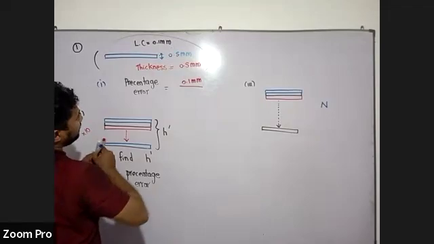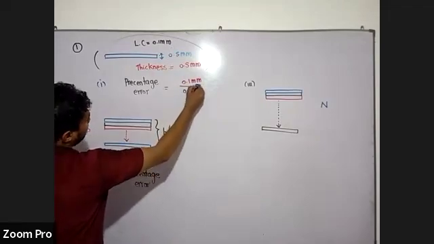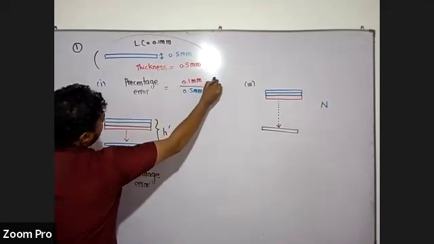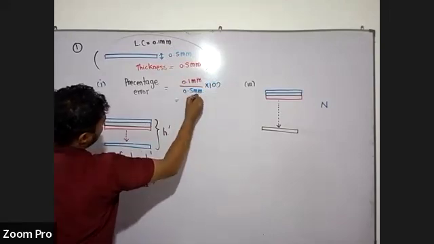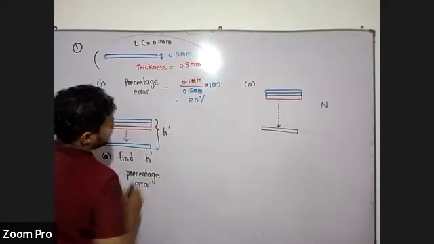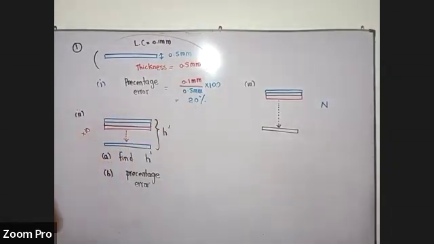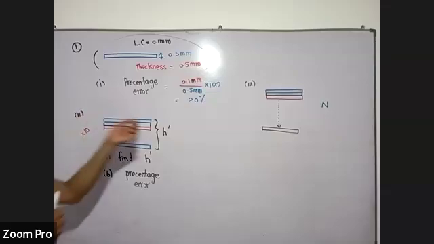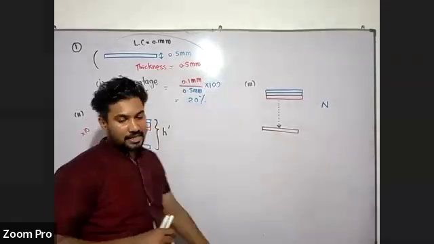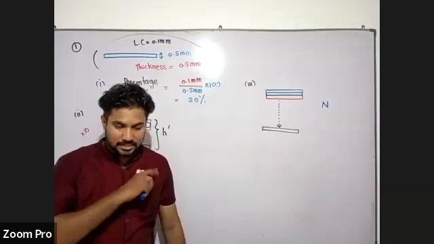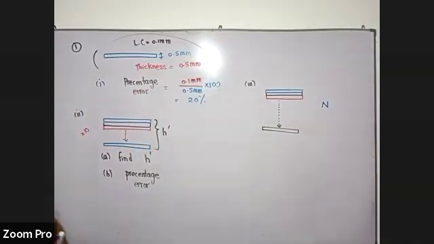It should be 0.5 millimeters, isn't it? 0.5 millimeters, and it should be multiplied by 100. So the answer should be 20%. That means this is a completely wrong value, right? Because the percentage error has increased up to 20. So it is completely a wrong one.